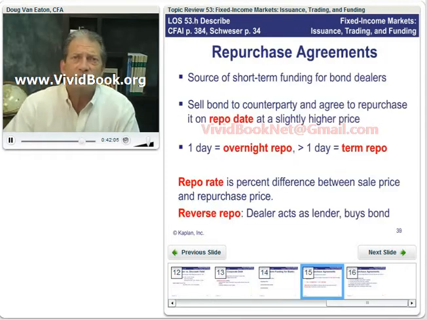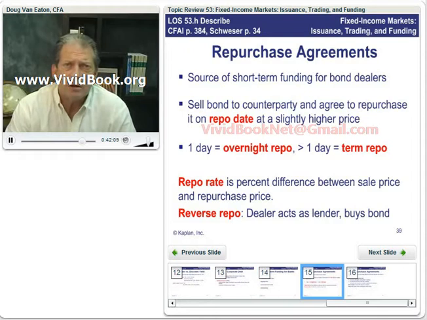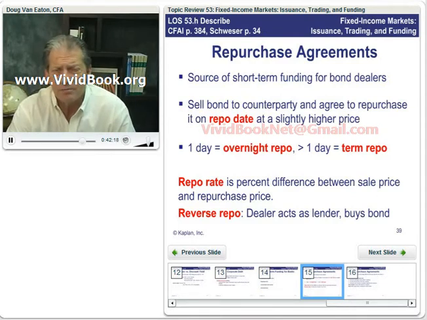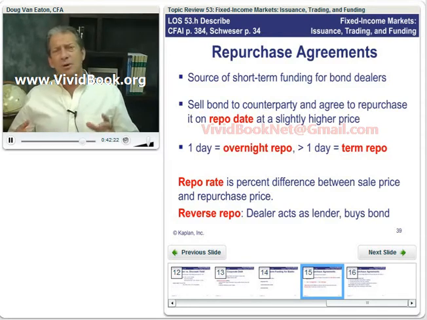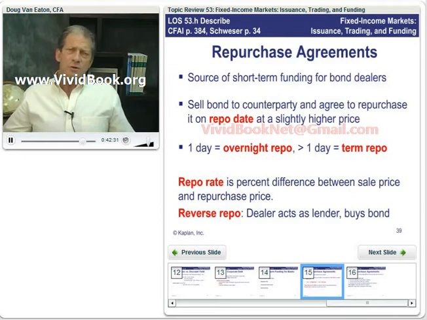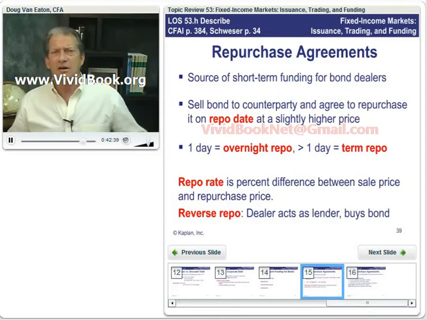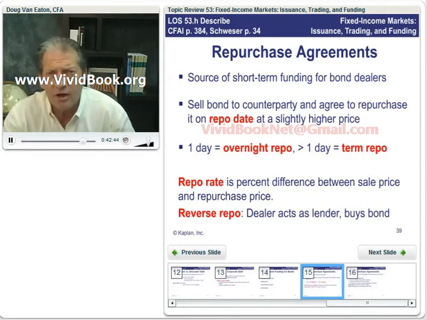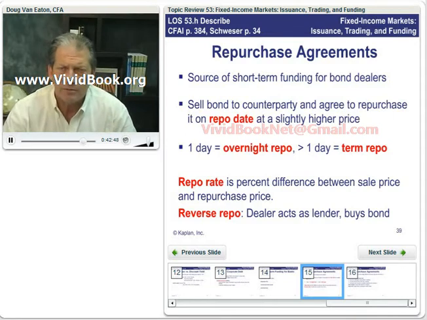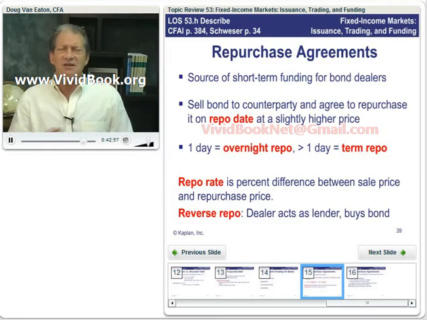Okay, last thing we need to talk about for this reading is repurchase agreements. This is a funding source primarily for bond dealers. And here's the idea. If I've got a bond portfolio, I could go borrow from my broker, but I would be subject to rules and regulations and margin requirements. With a repurchase agreement, I'm going into a less regulated market, and I'm going to sell this bond to the counterparty and agree to repurchase it on the repurchase date at a slightly higher price. The difference between those prices is essentially the interest. The lender is the buyer of the bond, who sells it back at a slightly higher price. The difference is the interest earned on the use of that money over the period.